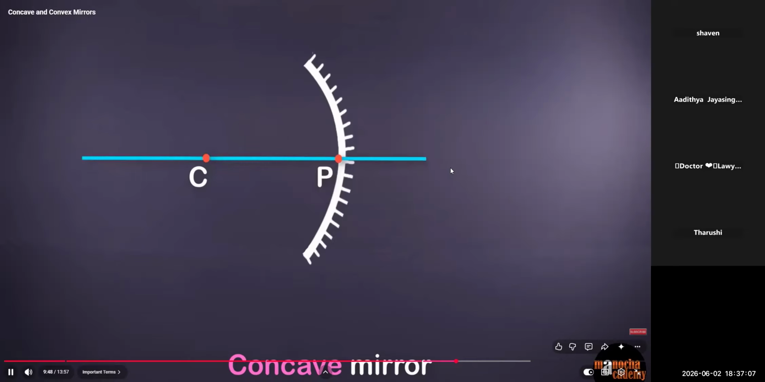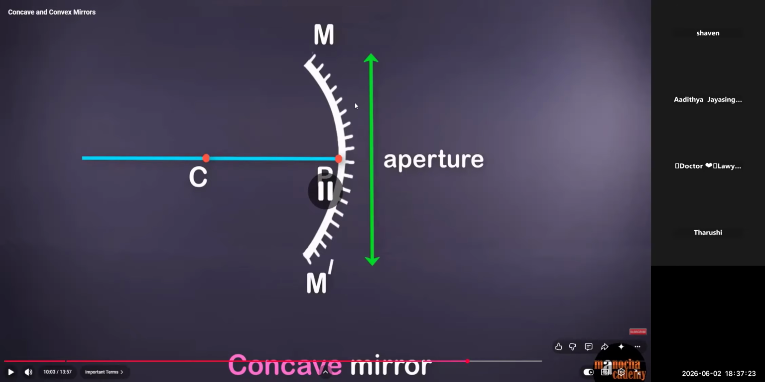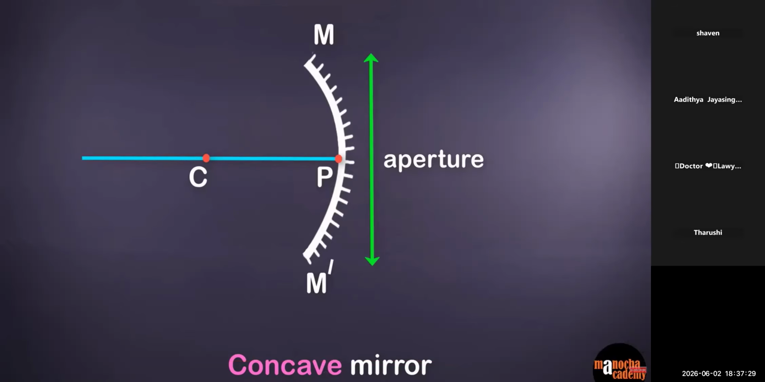The straight line passing through the center of curvature and the pole is called the principal axis. The portion of the mirror where the reflection of light takes place is called the aperture of the mirror, represented by MM dash here. We call the MM dash part the aperture, the region of the mirror that affects the rays.